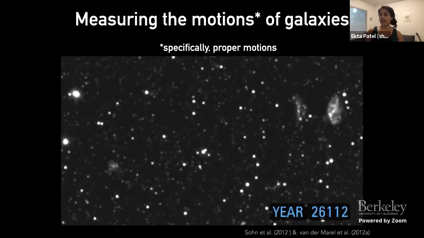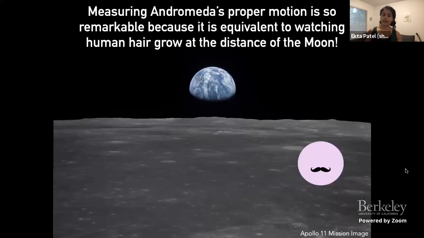And I like to give the analogy that measuring the proper motion of a galaxy at the distance of the Andromeda Galaxy is equivalent to watching human hair grow at the distance of the moon. So if you had a friend staying on the moon and you had no telescope to observe them with, it's like picking out how fast the hairs on their head are growing. So it's really, really a small measurement.